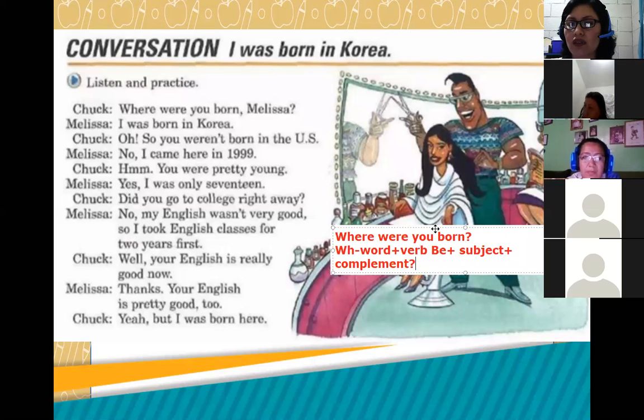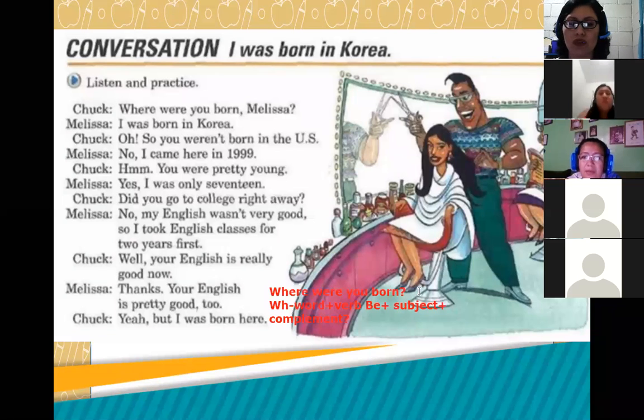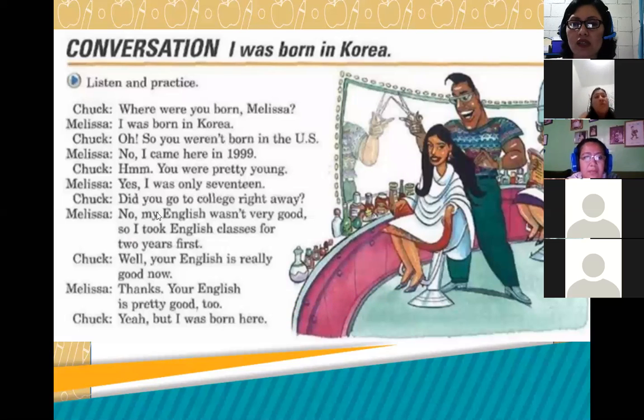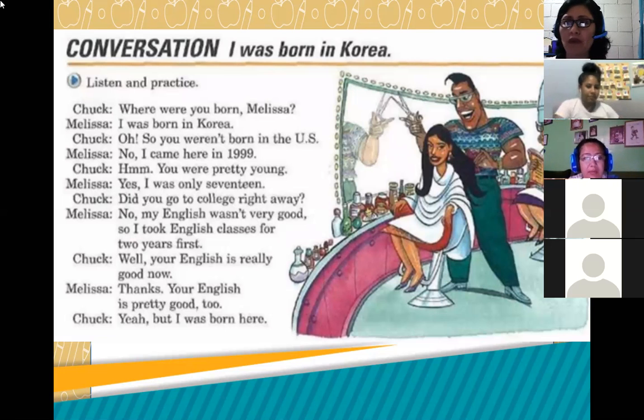Y si ustedes se fijan abajo, ¿verdad? Abajo hay como más ejemplos, pero en este caso de pasado, ¿verdad? For example, you have, do you go to college right away? Que es la estructura que vimos la semana pasada. Auxiliary, subject, verb in base form, complement, ¿verdad? And question mark at the end. Entonces, that's the difference. Pero luego de, bueno, por cierto, no hay preguntas sobre el vocabulario. ¿Preguntas de vocabulario no hay? No, teacher. Muy bien, vamos a ver.